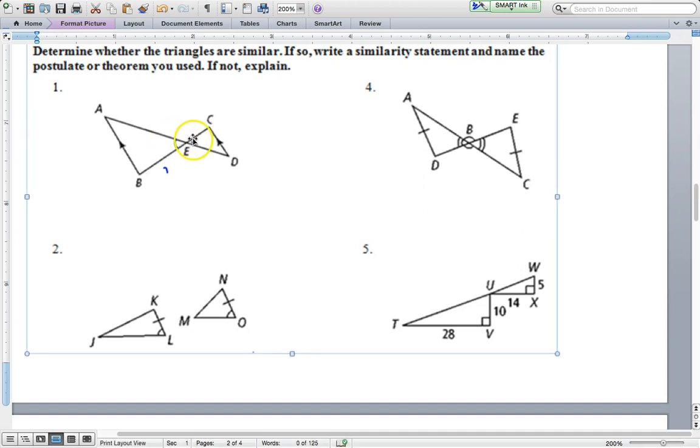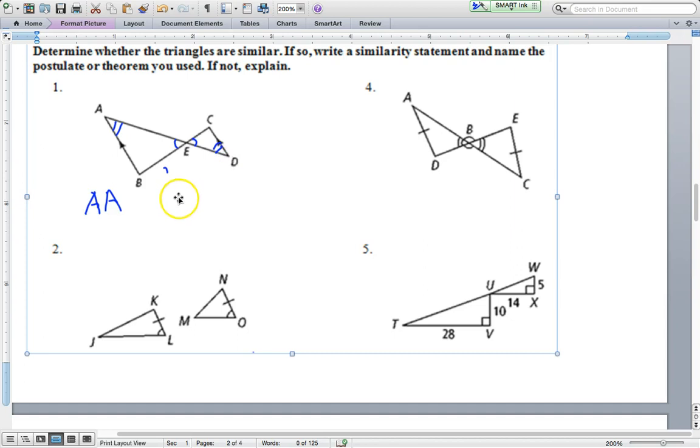We know this angle and this angle are congruent because they're vertical angles. Now remember, these arrows mean these are parallel lines. So, because they're parallel lines, and because of alternate interior angles, we know this angle is congruent to this angle. Now we've got an angle that is congruent and another angle that is congruent. So we can say they're congruent by angle.